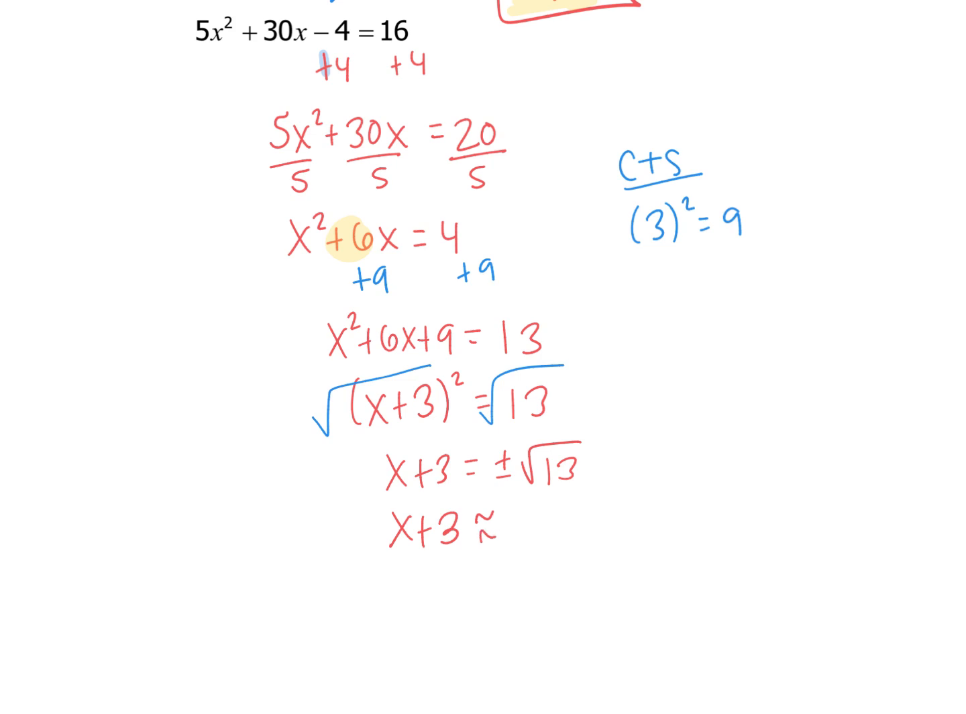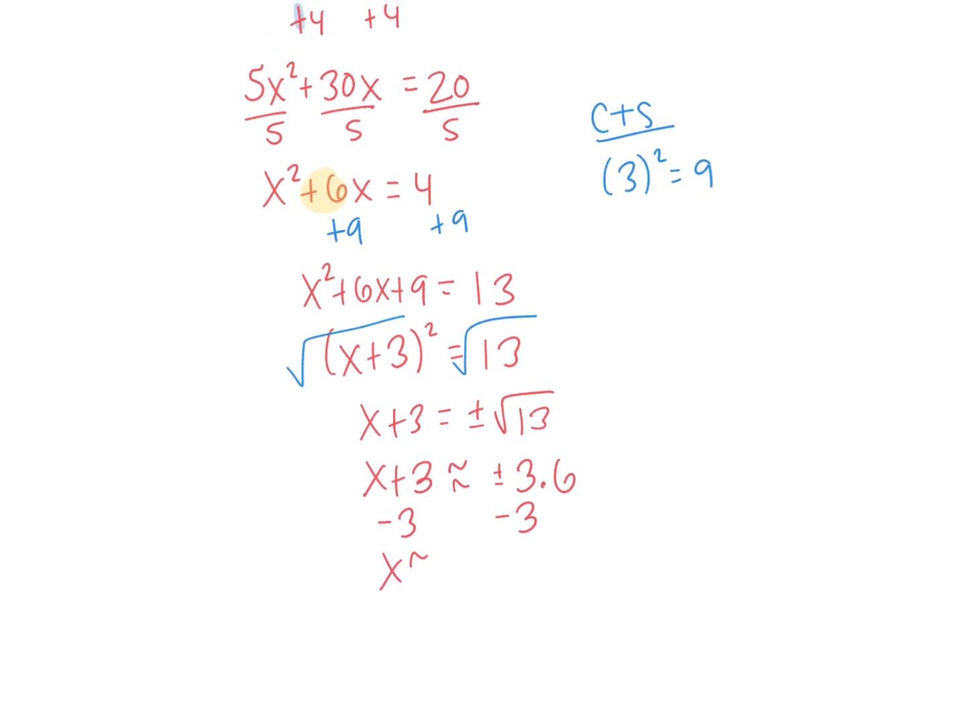Really, this should be approximately equal to 3.6, plus or minus. And then I'm going to minus 3, so subtract 3. So you get x is approximately equal to negative 3 plus or minus 3.6. When you take negative 3 plus 3.6, negative 3 plus 3.6 is about positive 0.6. When you take negative 3 minus 3.6, it's about negative 6.6. So those are your two answers.